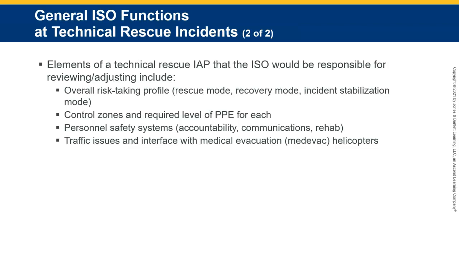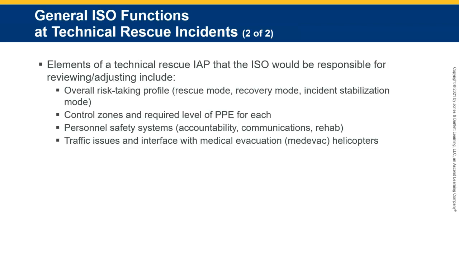versus when you forsake those two and you're somewhere in between, on incident stabilization mode. Examples of incident stabilization could be shoring for a building collapse, shoring for a trench, or stabilization of some of that glass that I was talking about for a high angle rescue on a building where a window or two might have been broken.